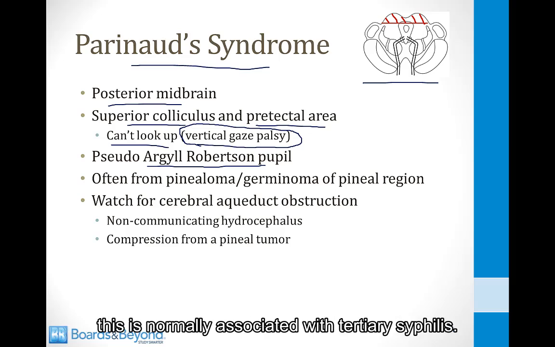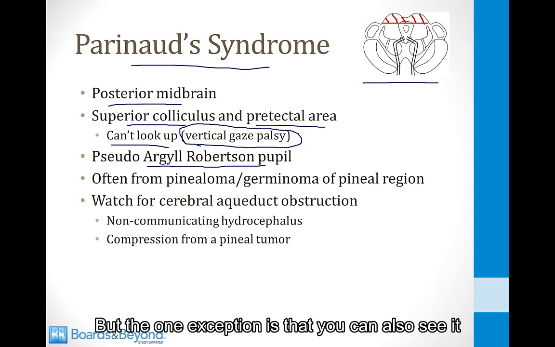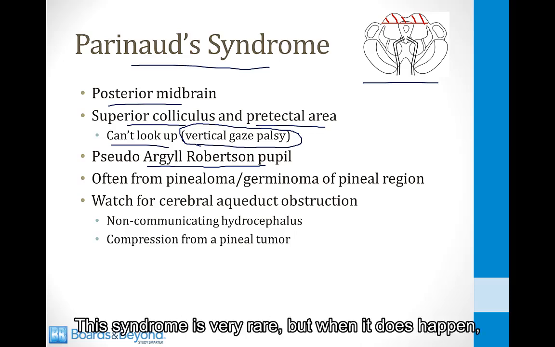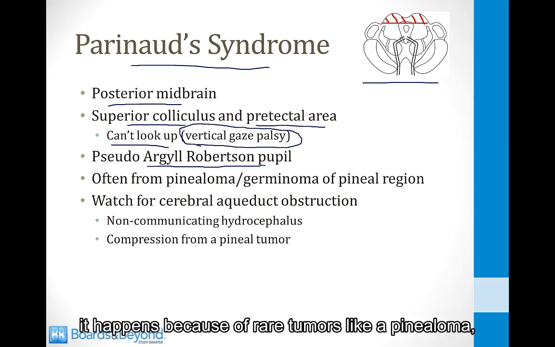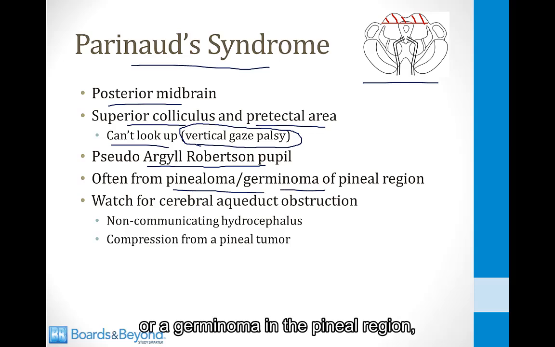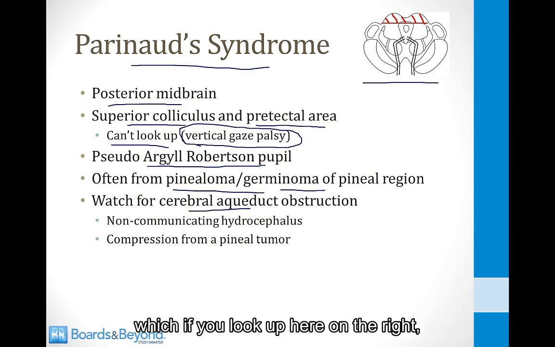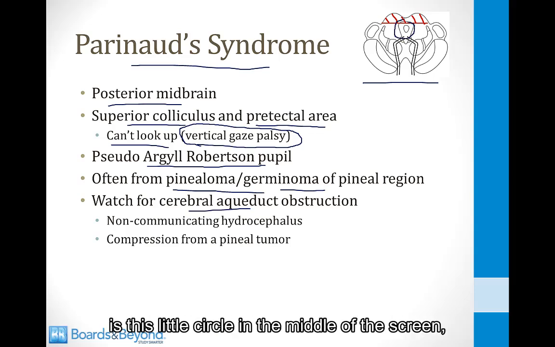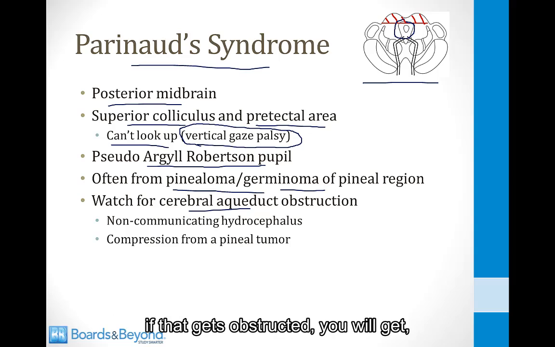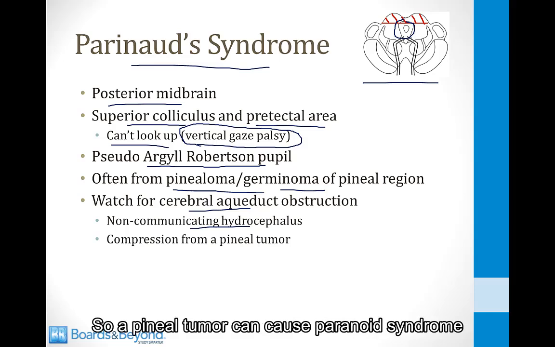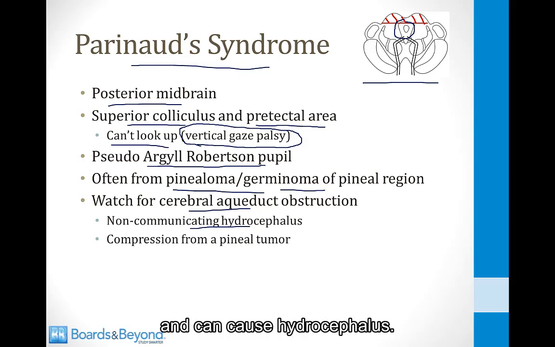This is normally associated with tertiary syphilis, but the one exception is that you can also see it in Parinaud syndrome. This syndrome is very rare, but when it does happen, it happens because of rare tumors like a pinealoma or a germinoma in the pineal region. They can compress the posterior midbrain and cause this syndrome. Those lesions can also compress the cerebral aqueduct, which if you look up here on the right is this little circle in the middle of the screen. If that gets obstructed, you will get non-communicating hydrocephalus. So a pineal tumor can cause Parinaud syndrome and can cause hydrocephalus.